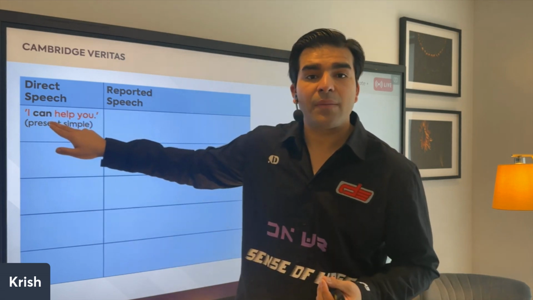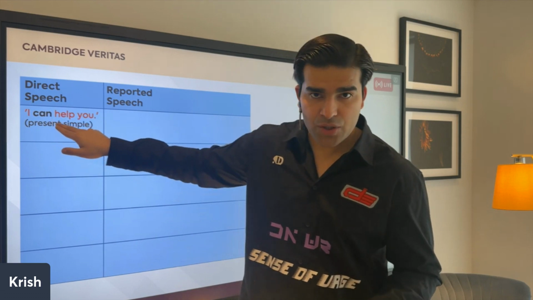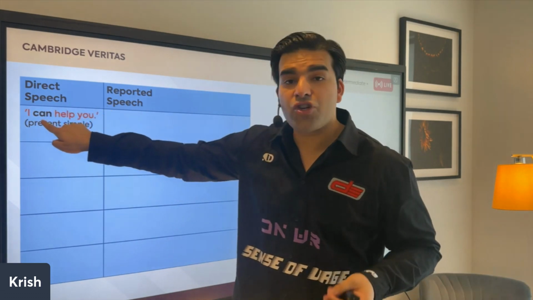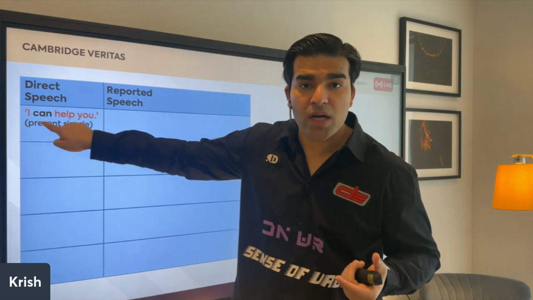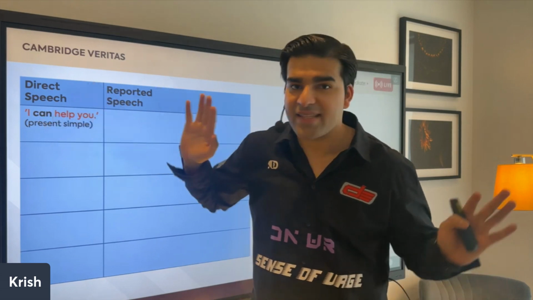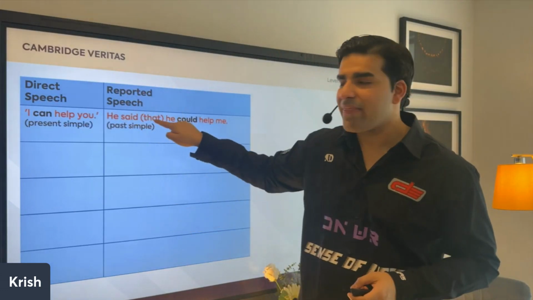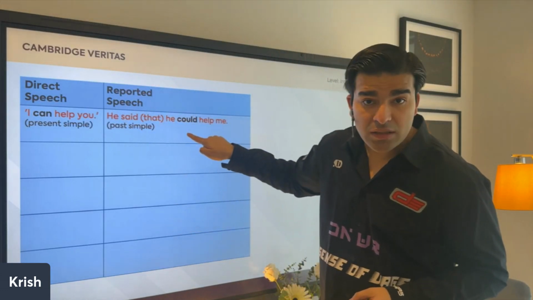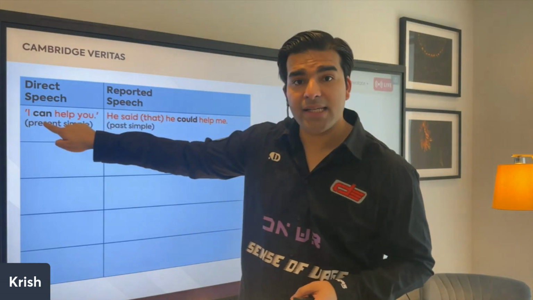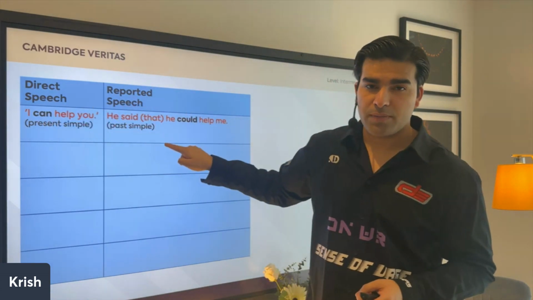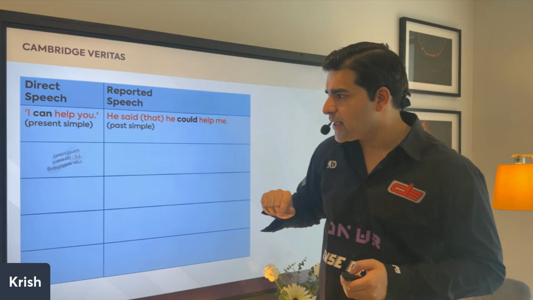Whenever you say something in direct speech and then you report it to the other person, always change the main verb, the word, to past tense. That's it. It's done. For example, he said that he could help me. So the past of can is could. It becomes past simple.